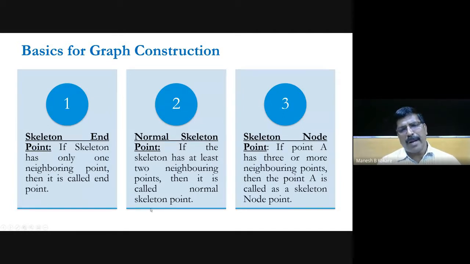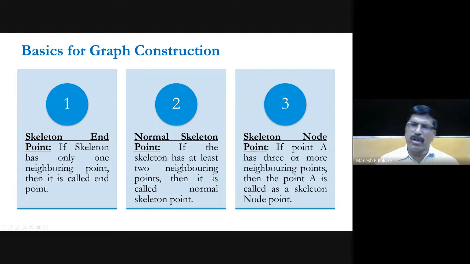You also cannot remove the normal skeleton point while constructing the skeleton, because it will make a discontinuity in the skeleton. So we cannot do that. The normal skeleton point is the point which has at least two neighboring points. Where this skeleton endpoint and normal skeleton point are used, I'll tell you while constructing the graph from the skeleton.